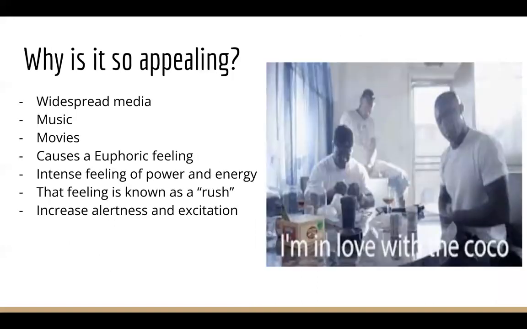So why is it so appealing? I don't know if you guys remember, but I completely remember the song "I'm in Love with the Coco." It's due to widespread media, music, and movies, and it causes a euphoric feeling, an intense feeling of power and energy, which is known as a rush. It also increases alertness and excitation, which could make it somewhat of a party drug.